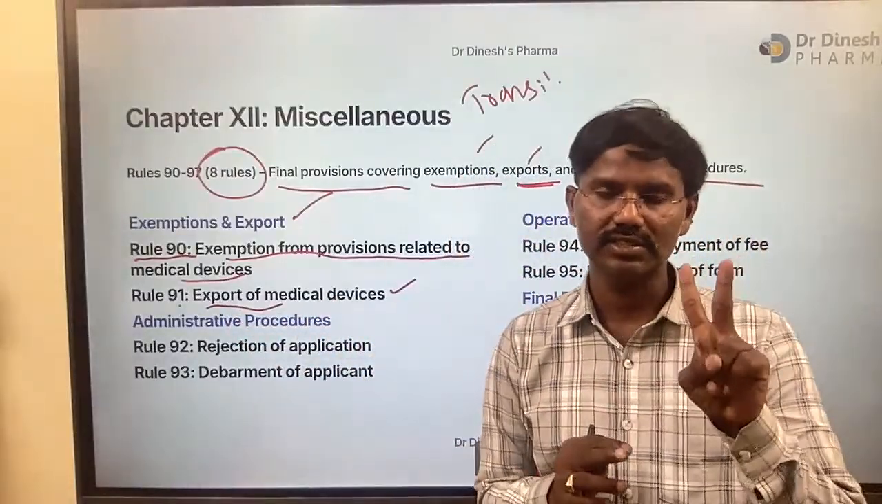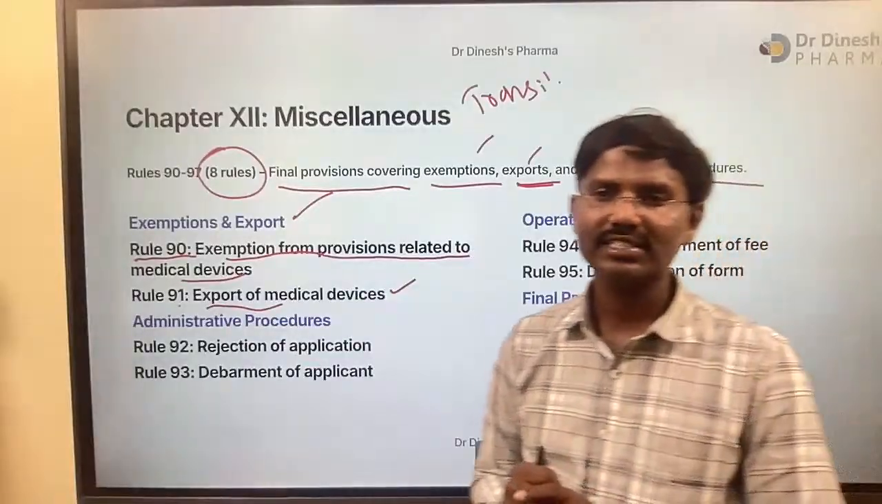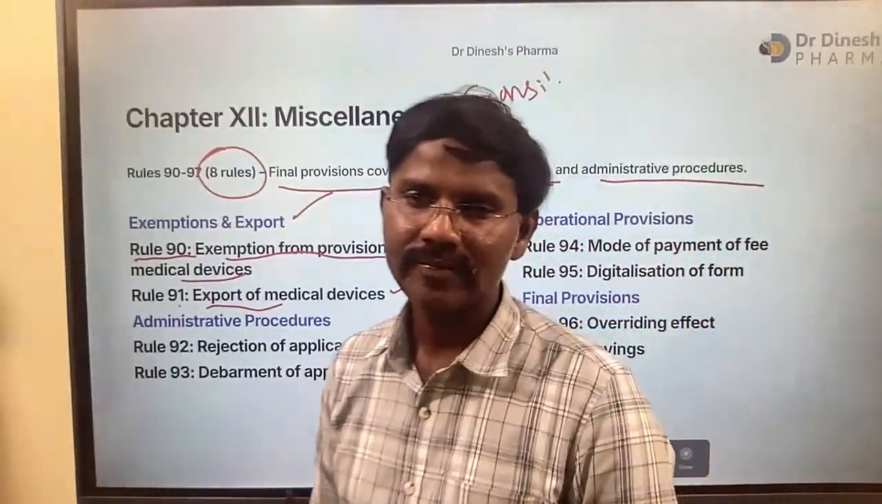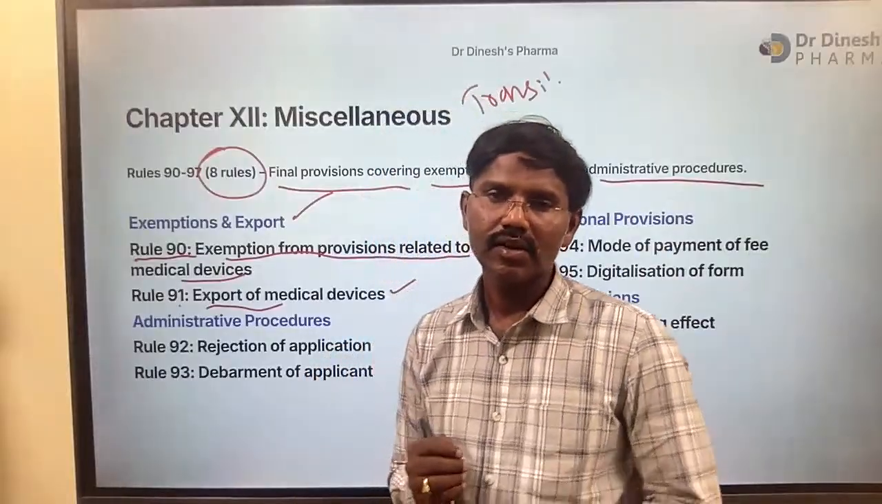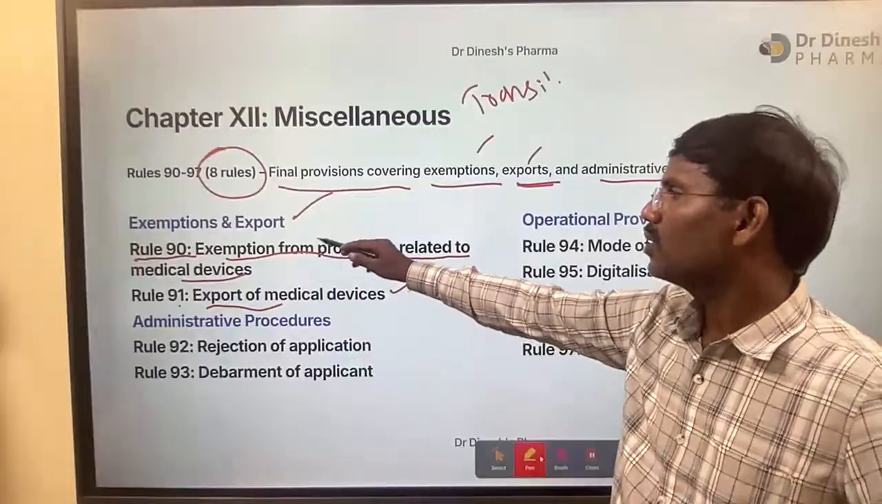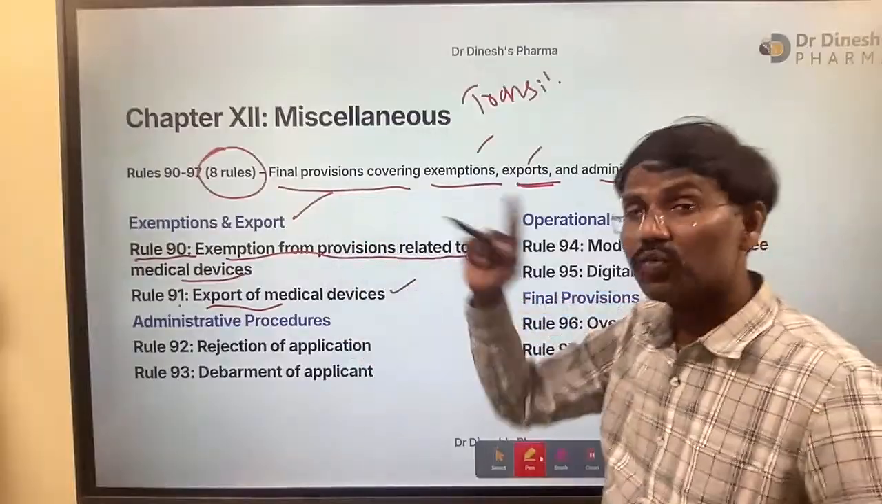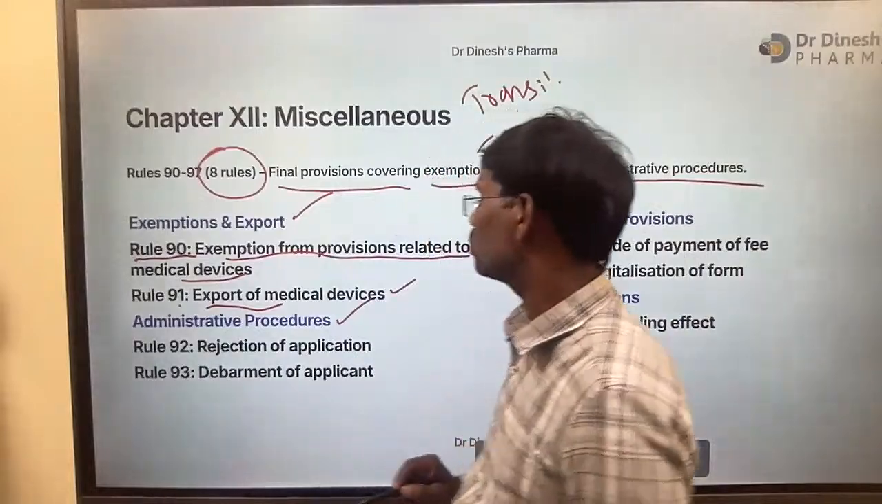There are 2 licenses. Free sale certificate, right? What is the other certificate? So this is how export and exemption work. Rule 91 talks about export, and then the other category is administrative procedures.